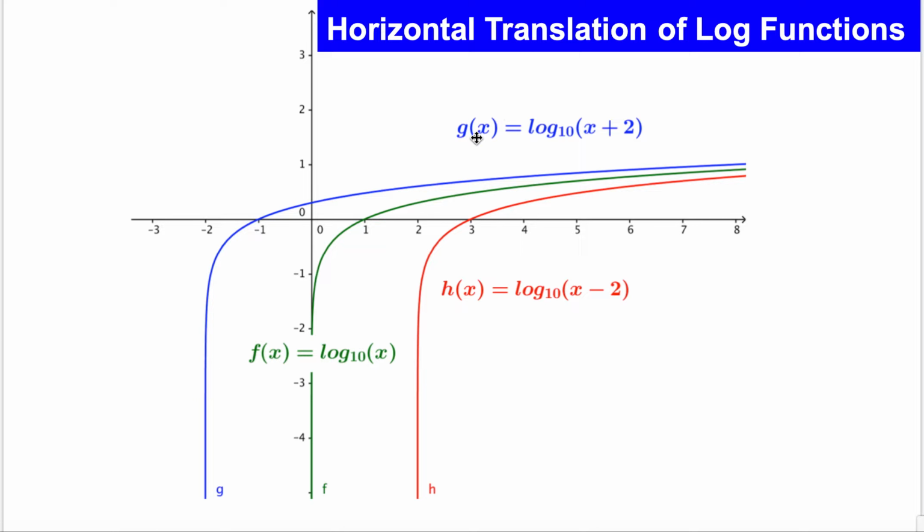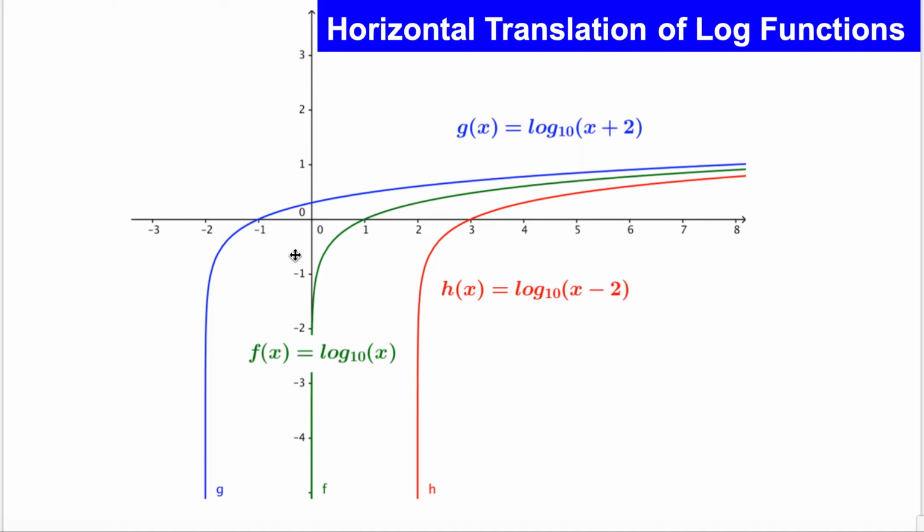But in a case we have the other function, g of x, which is log base 10 of x plus 2, what does it mean? It means that the parent function is going to move 2 units to the left. So the x-intercept of the parent function, this point here, is going to move 2 units to the left. The intersection point was, for example, 1, 0. And for the new function, g of x, log base 10 of x plus 2, the x-intercept is minus 1 and 0.